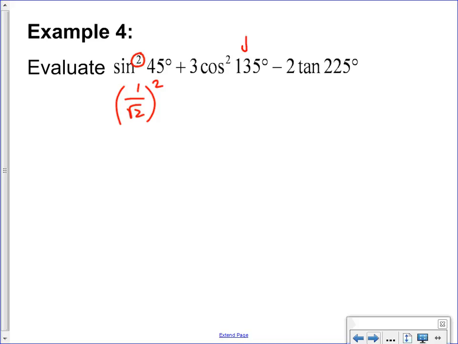135 has a reference angle of 45. 180 minus 135 is 45. So really, again, you're doing the cosine of 45, but you're going to be in quadrant 2. So your answer will be negative. So when you bring this down, it's just 3 times whatever the cosine of 45 is. So you look at your triangle, cosine is adjacent over hypotenuse. So it's 1 over root 2, but since you're in quadrant 2, that'll be a negative. Okay?